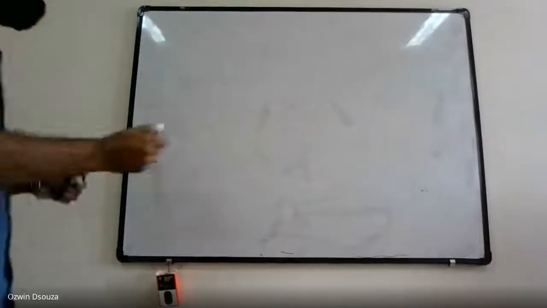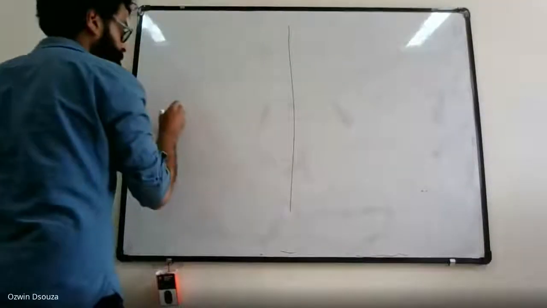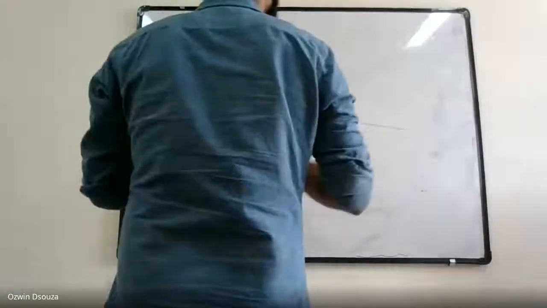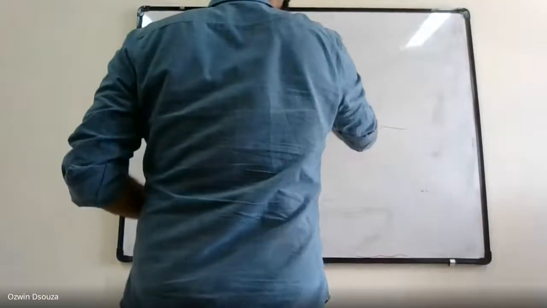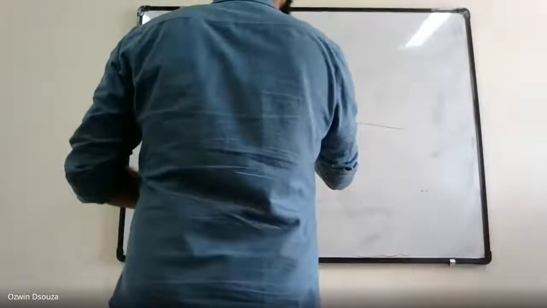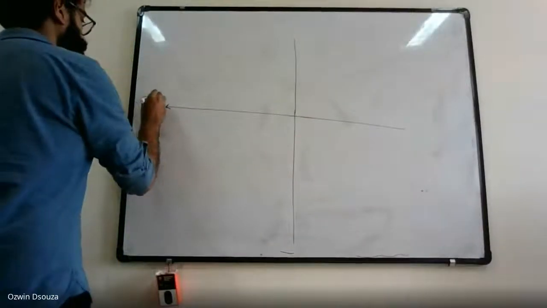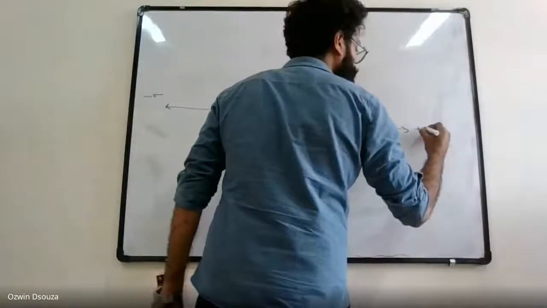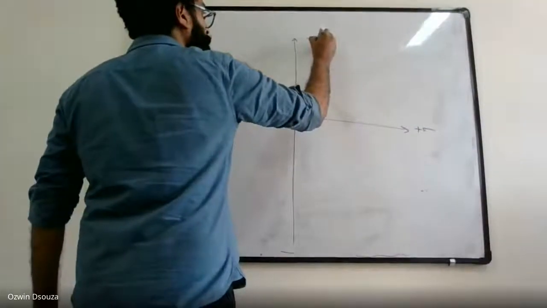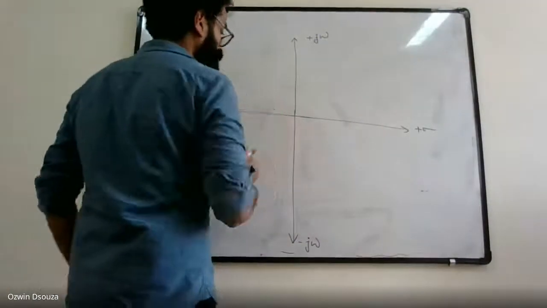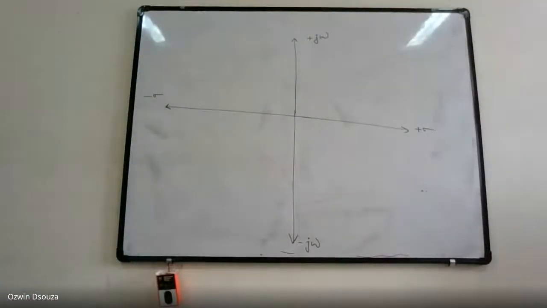Okay, so let's plot the root locus. Minus sigma, plus sigma, plus j omega, minus j omega. Draw the linear scale along the x and y axes.